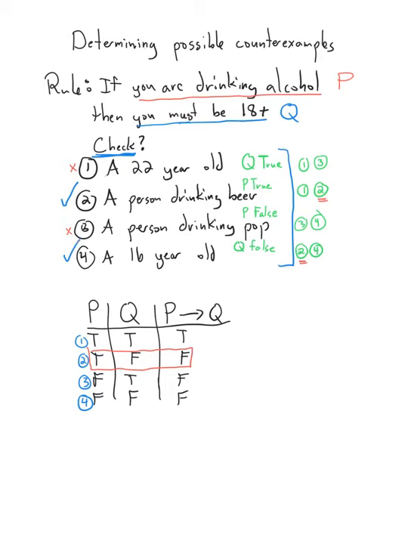And that's pretty straightforward. I think even without talking about conditional statements and counterexamples, intuitively you would understand which 2 people out of the 4 you would need to check if you were the liquor inspector. Let's do another example with some cards, I guess.